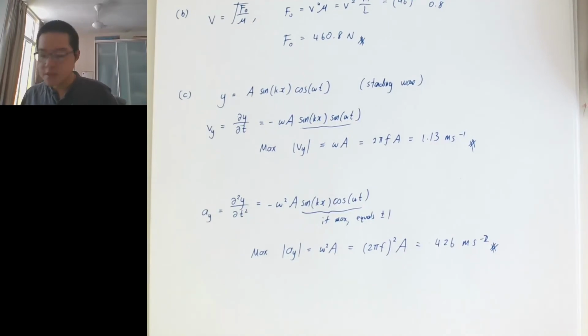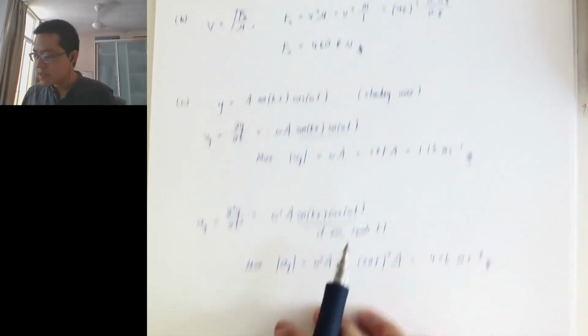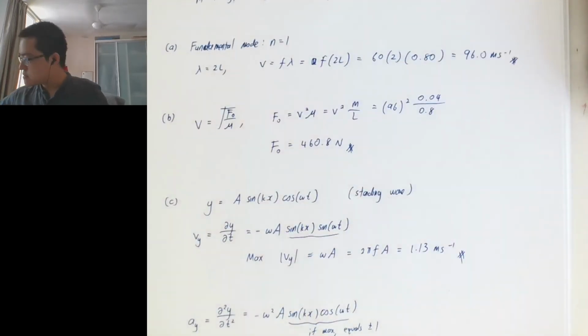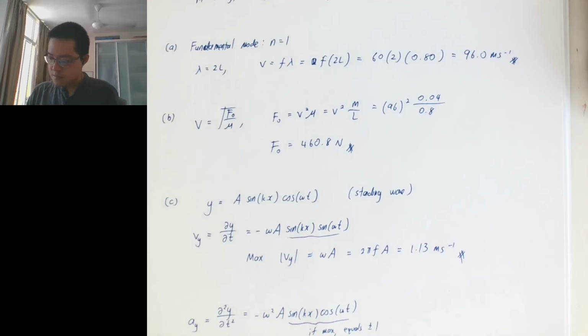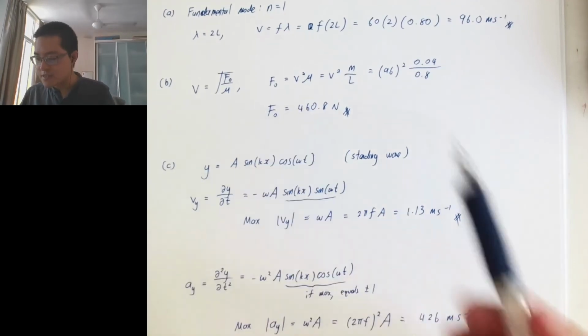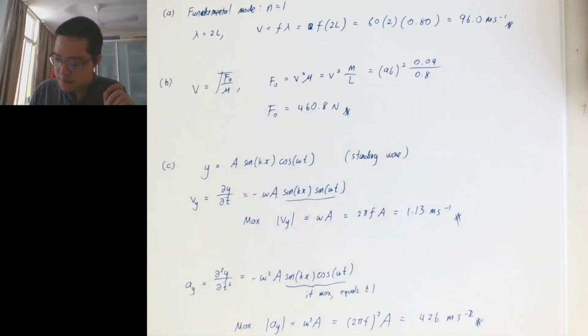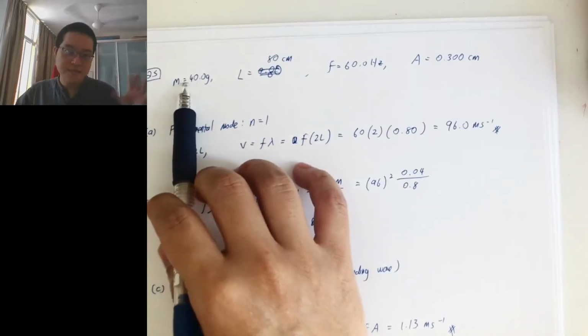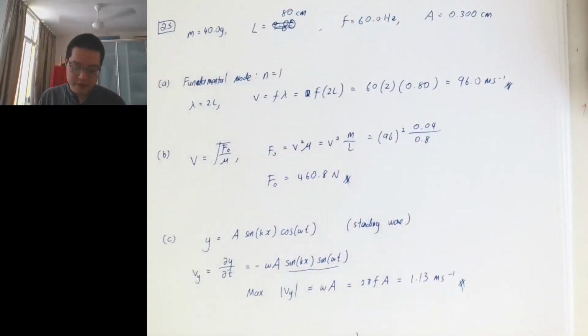Why is it such a big number? Correct or not? Let me check. So 2 pi times 60, the answer squared, and then times 0.3 times 10 to the minus 2. Yeah, 426. So the acceleration is quite large for this system. Kind of makes sense, right? Because the tension is large, so the order of magnitude of the forces is around the same. Because the order of magnitude of mass is 40 grams, so it's not very big or not very small.